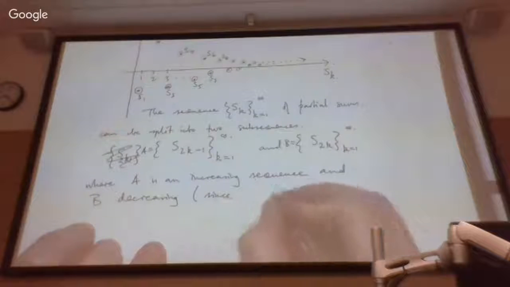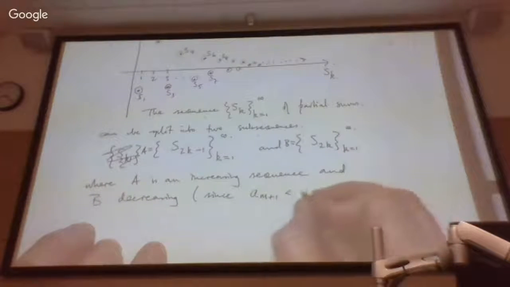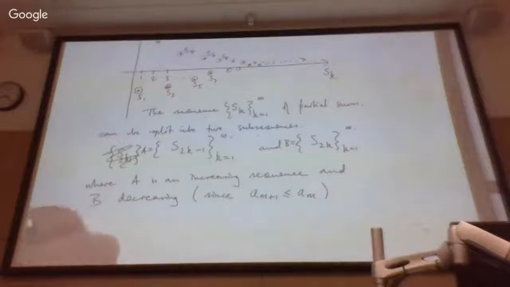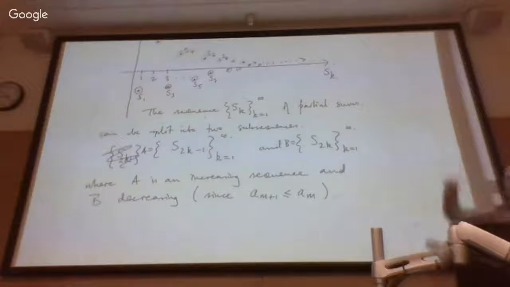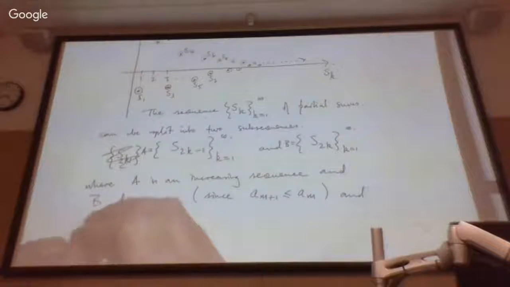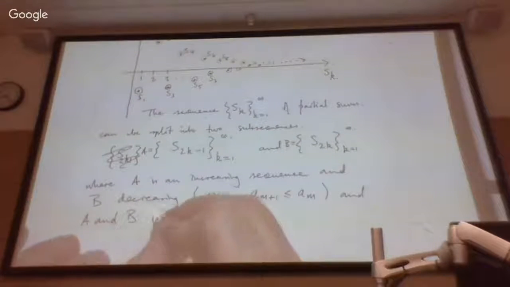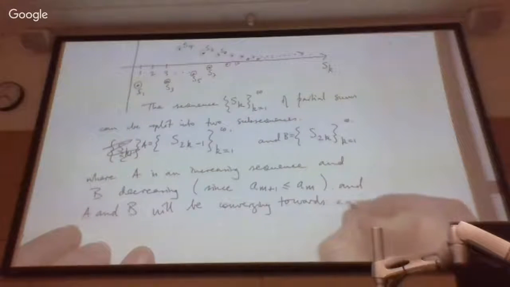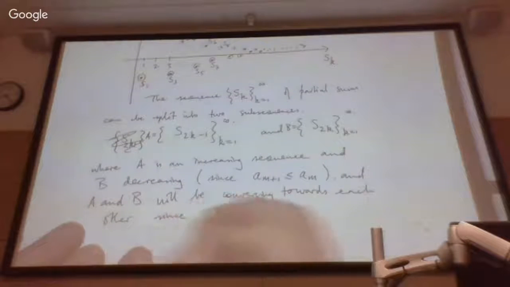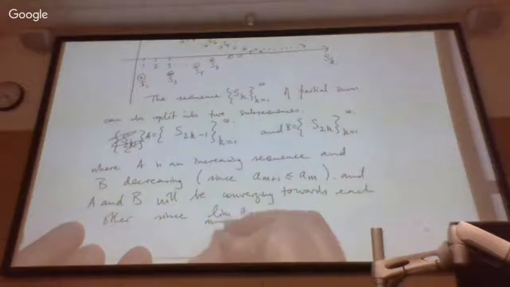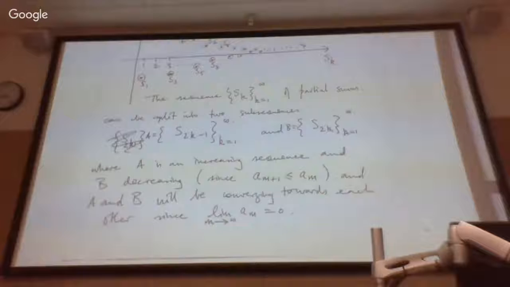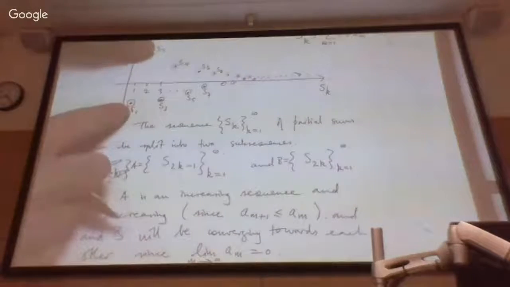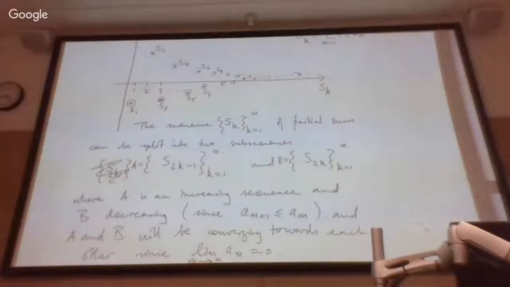That's true because AM plus 1 is always less than or equal to AM, which is what we need. A and B will be converging towards each other, since the limit of the step size, the absolute value of AM, we've said, is converging to 0. So that's why I was drawing these even S's and odd S's converging towards each other, getting closer and closer to each other.